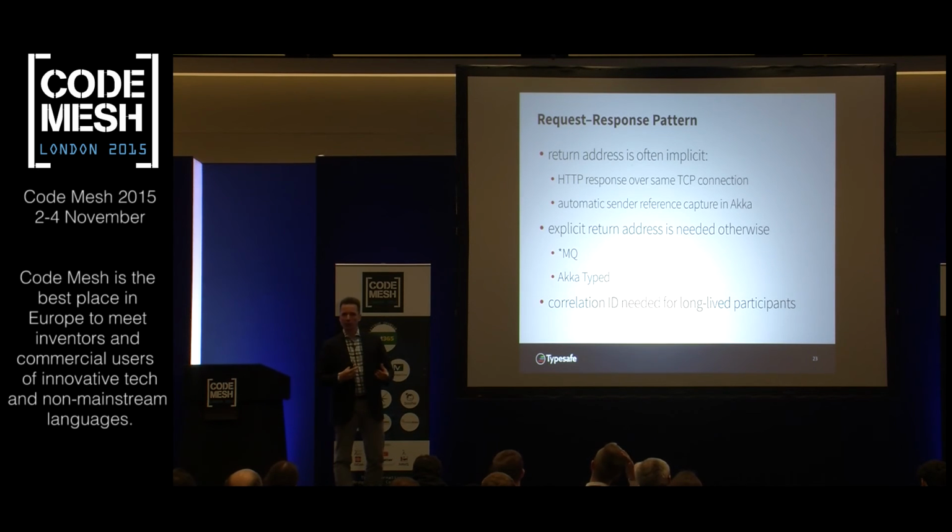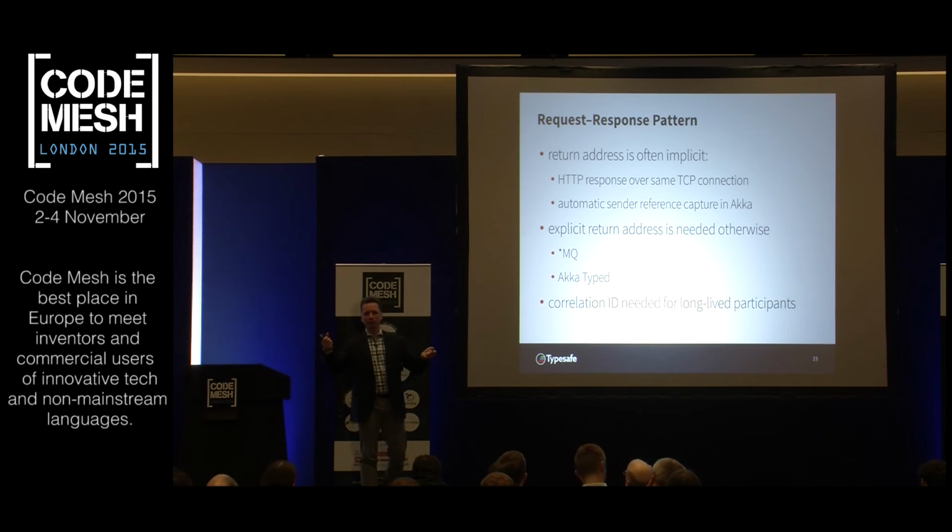In order then to correlate that this is actually the request that triggered that response, you also usually need a correlation ID, because usually these components that you have are long-lived. You could have this email sending service and the invoicing component, and they are not created per invoice.